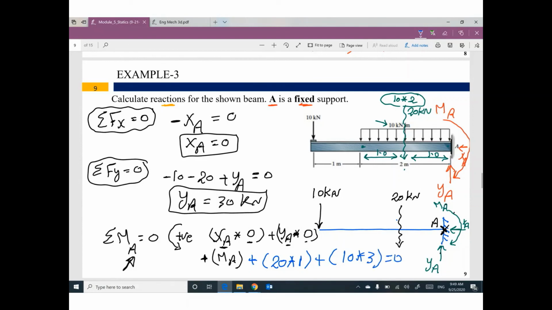This term will be cancelled. This term will be cancelled. The only unknown in this equation is MA. So I can figure out the value of MA. The second trick in this topic about moment. I know this is the first time to talk about fixed. So keep in your mind, it's very important.